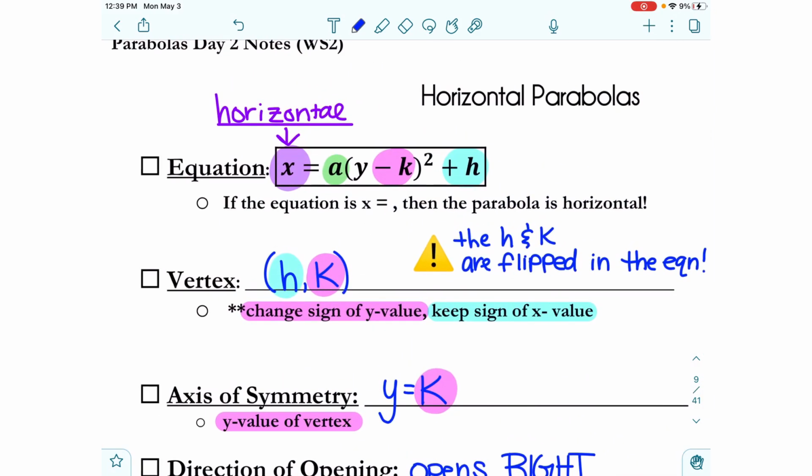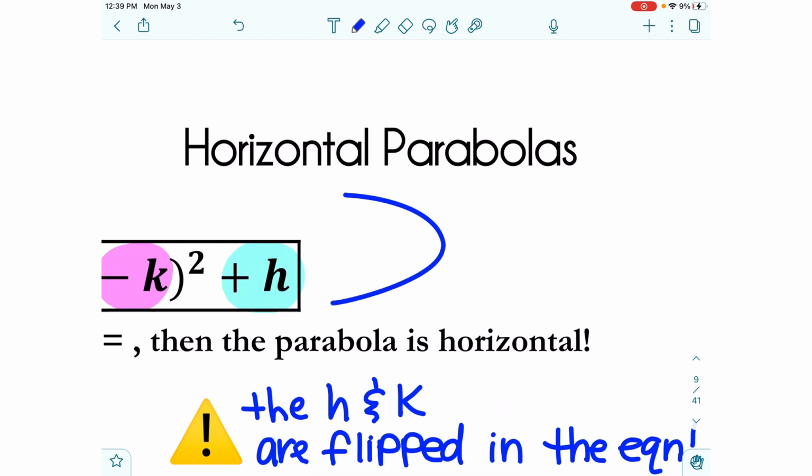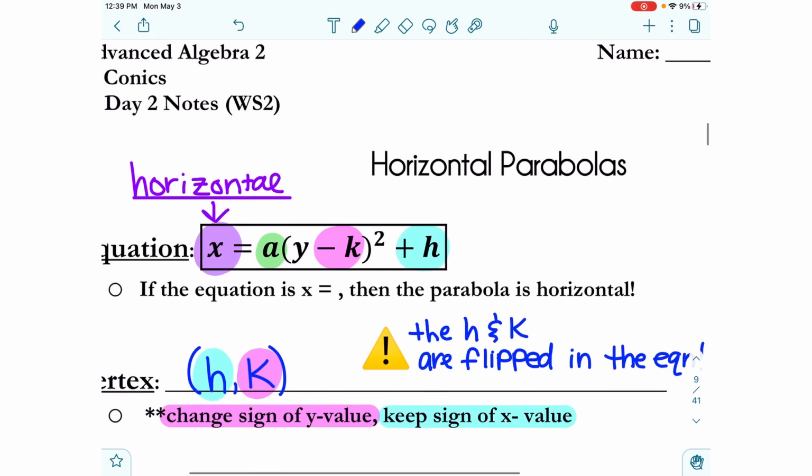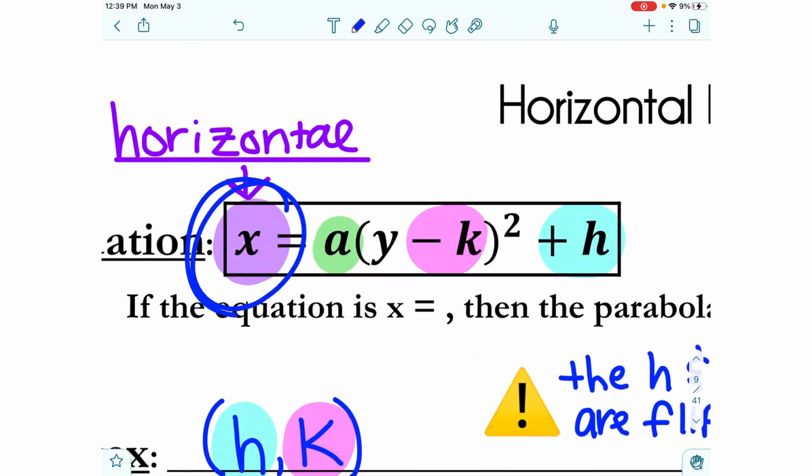So these are horizontal parabolas. Horizontal parabolas are going to open this way, or they're going to open that way, okay? And how do I know if a parabola is horizontal from the start? Here's how you know. Instead of y equals, it's going to be x equals, and the y is going to be in the equation being squared. Okay, that's how you know it's horizontal.